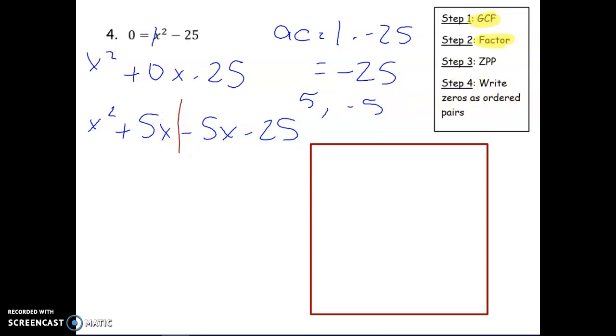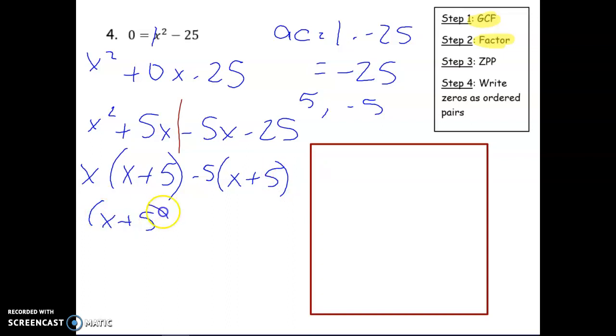Factor each side separately. On the first side, I see that I have a GCF of x plus 5 left in the parentheses. On the second one, I can see that I have a GCF of 5, and I'm going to need that to be negative 5 so that my signs will match. Negative 25 divided by negative 5 is positive 5. So now what I have in the parentheses matches, x plus 5. And what's outside the parentheses, x minus 5.